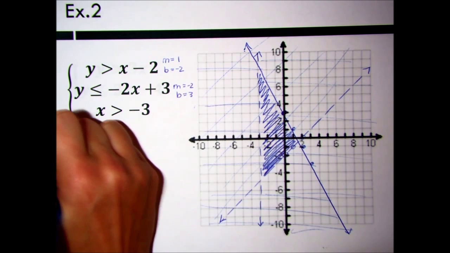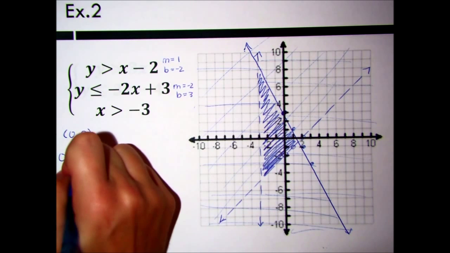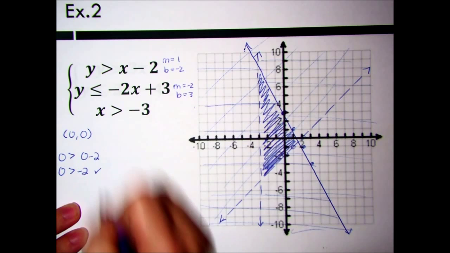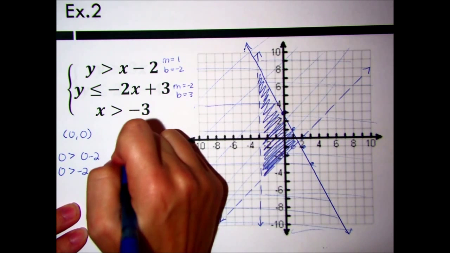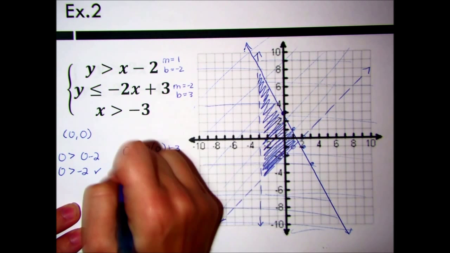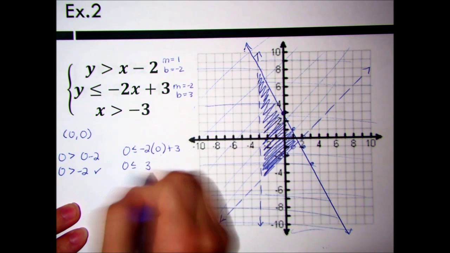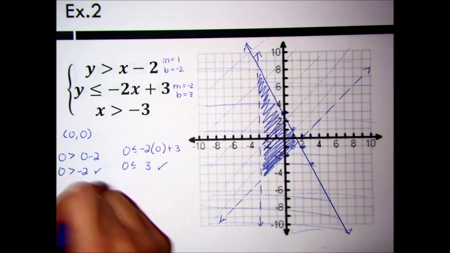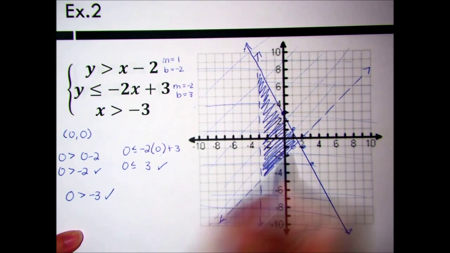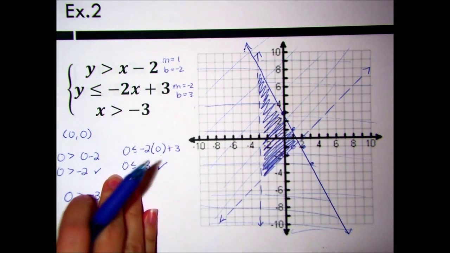For example, 0, 0 is a solution. It falls in there. So try it out. 0 is greater than 0 minus 2. So is 0 greater than negative 2? Yes. Try it out for the next one. 0 is less than or equal to negative 2 times 0 plus 3. So 0 is less than or equal to, this would give me 0, 0 plus 3 would be 3. Is that true? Yes. And then plug in the last one. 0 is greater than negative 3. Yes, that's true. So at this point, anything that falls within this triple shaded region would be a solution for all of these.